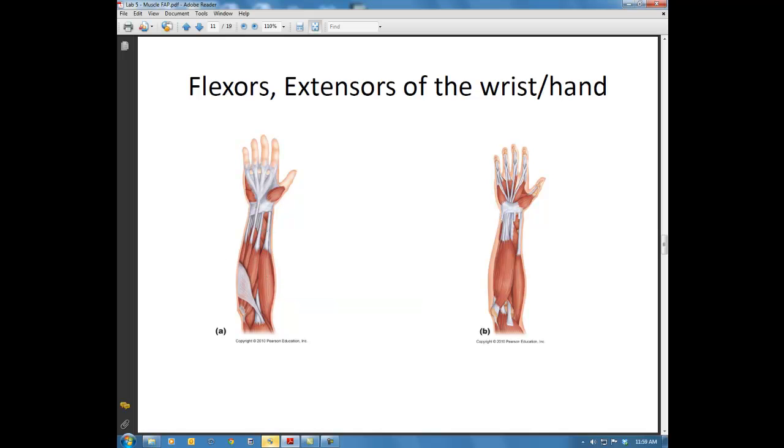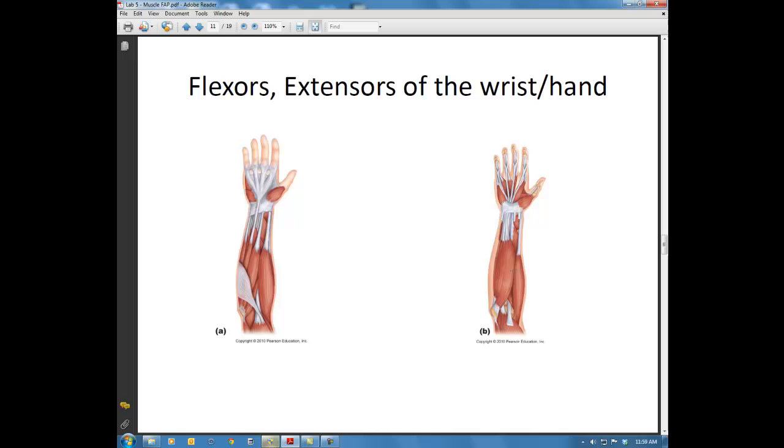And then when I extend my wrist, that's when I bring my wrist up and back. Those muscles are found on the posterior surface of the arm when we're in anatomical position. So these would be the extensors of the wrist and hand.